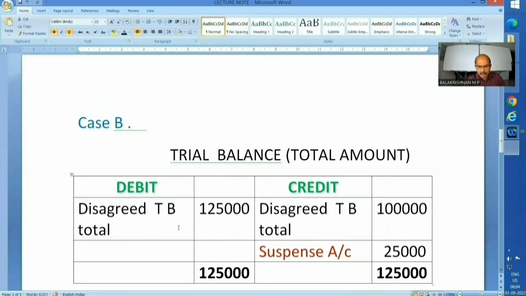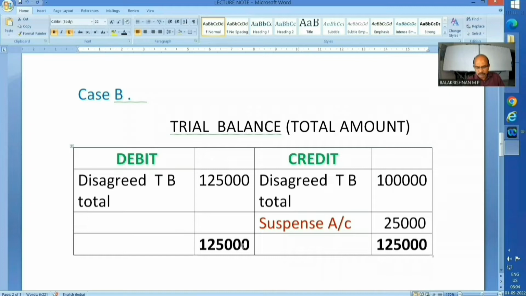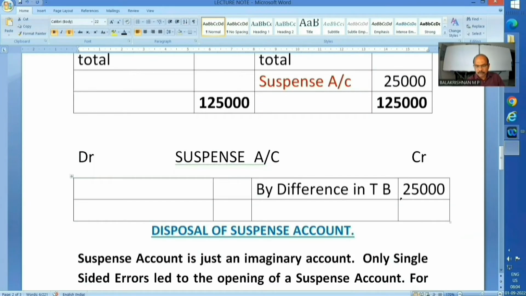Now let's take case B. Trial balance total in the debit side is 1,25,000, whereas in the credit side it is 1 lakh only. Obviously, there's a difference of 25,000. That 25,000 will be managed by putting a suspense account in the credit side and make the trial balance temporarily agree at 1,25,000 each. Obviously, the suspense account concerned will be by difference in trial balance in the credit side. A suspense account will get opened by difference in trial balance 25,000 in the credit side.